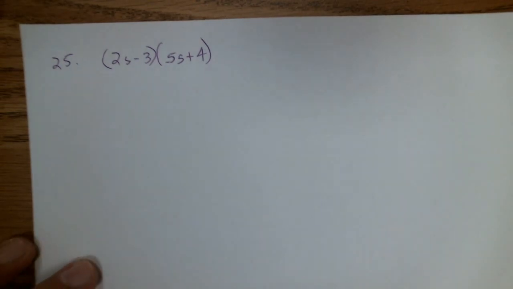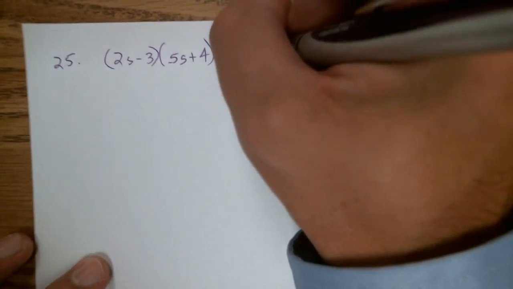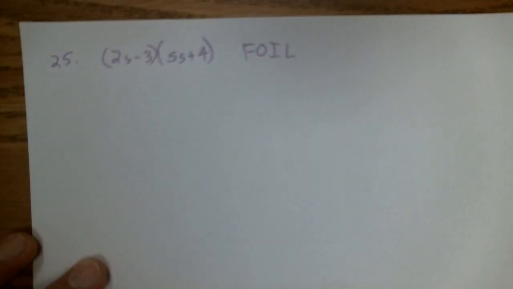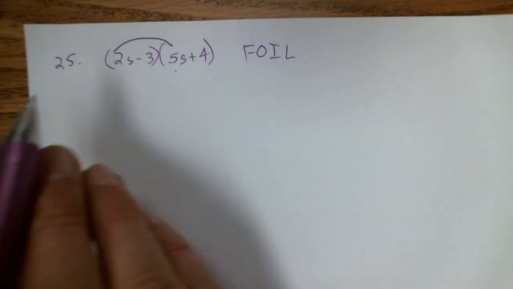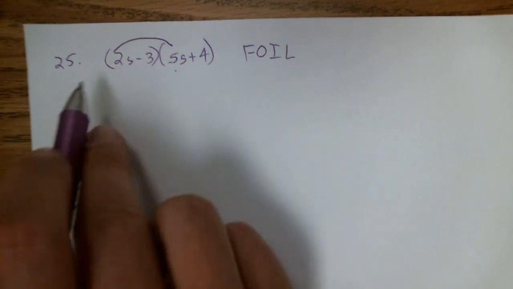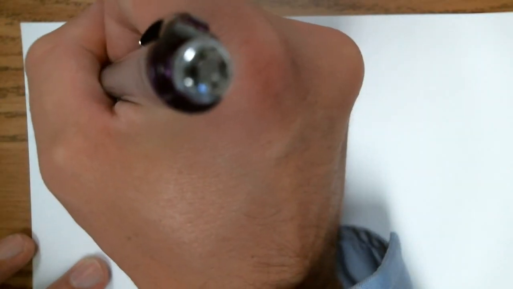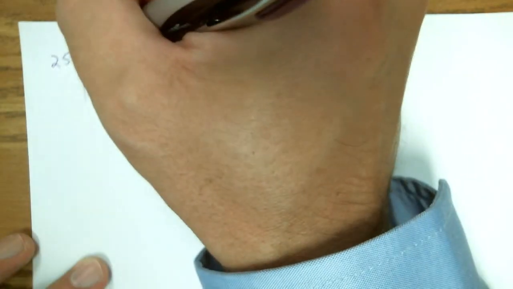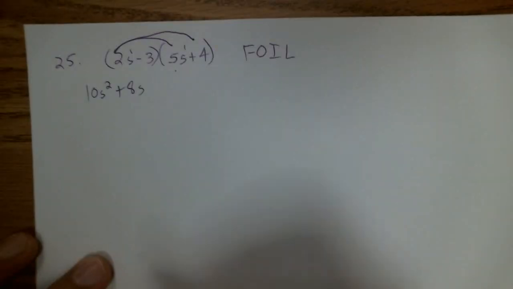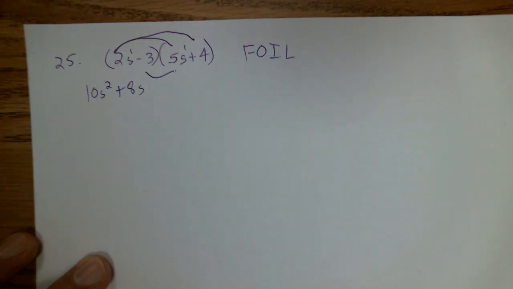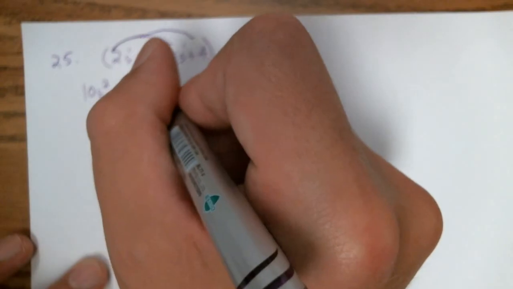Okay, so simplify the product. That means multiply. So here's where we're going to use the FOIL method. First, outside, inside, last. Multiply the two first terms, 2s times 5s. Again, signs, coefficients, variables. 2s times 5s is a 10s. You've got to remember to add the exponents. 10s squared. Outside, 2s times 4 is plus 8s. Multiply the inside. Negative 3 times 5s is minus 15s. And then last, negative 3 times positive 4 is minus 12.